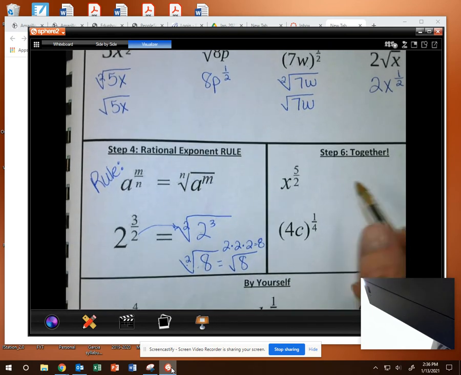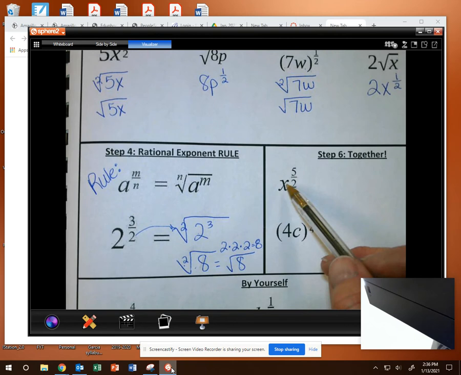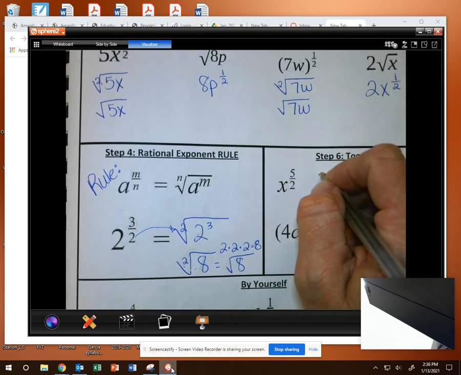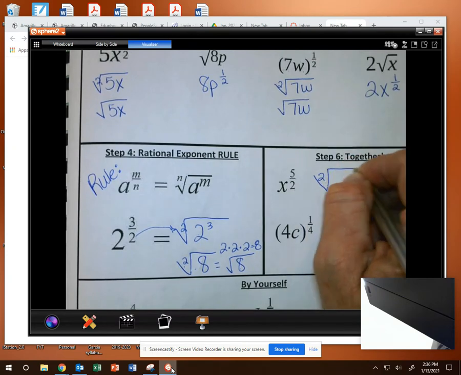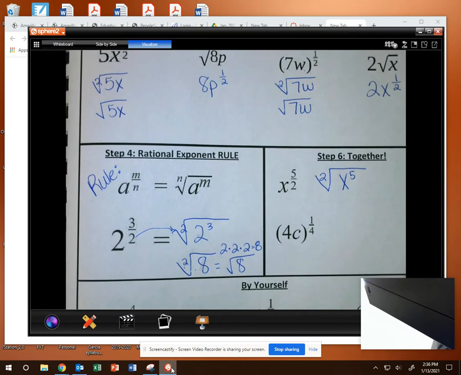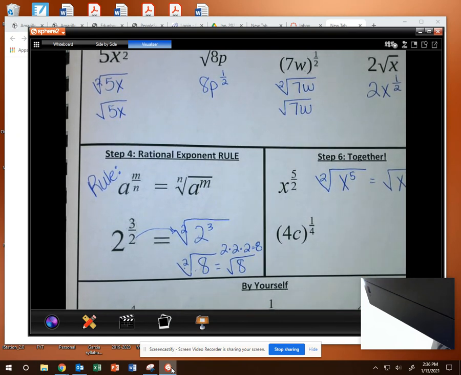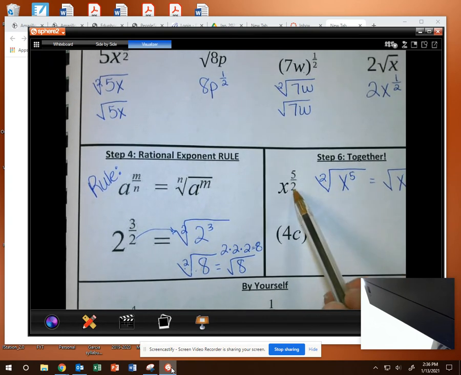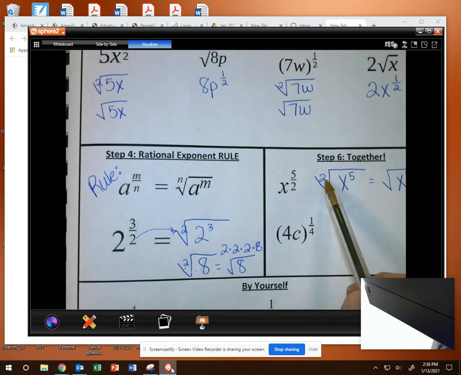Okay, so let's try some together. x raised to the 5 halves power. So my denominator goes on the outside, the square root of x to the 5th power. Okay? Now, notice we've done everything using 1/2. And just remember your denominator is what goes on the outside.